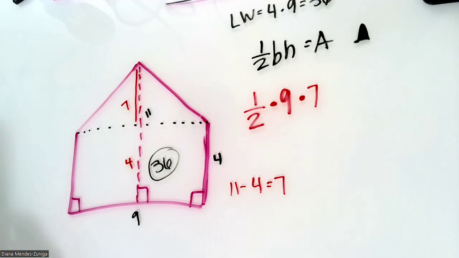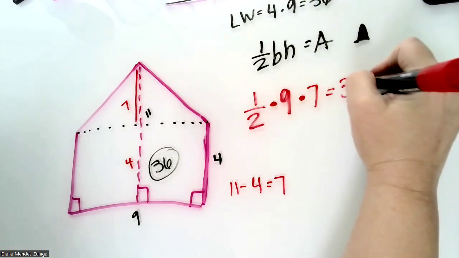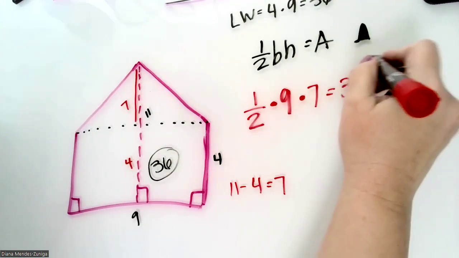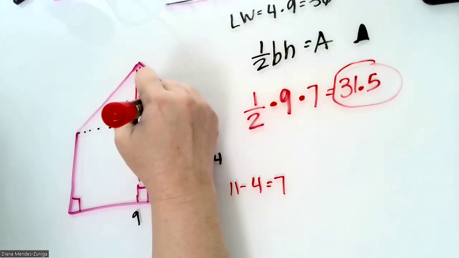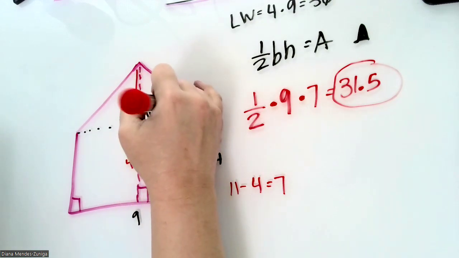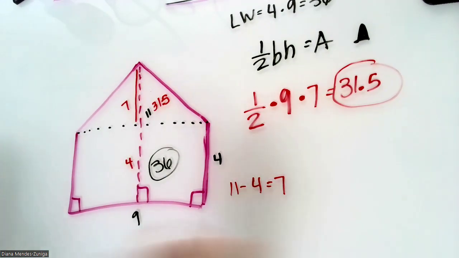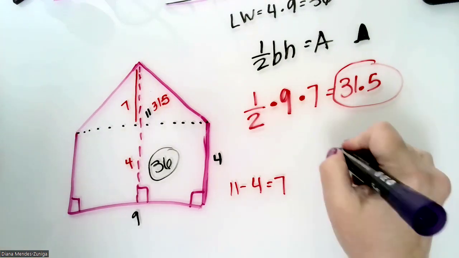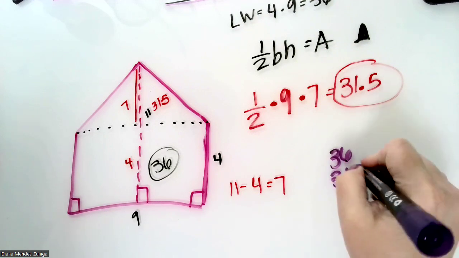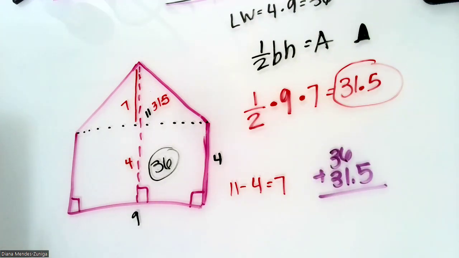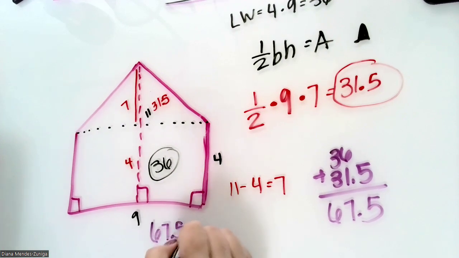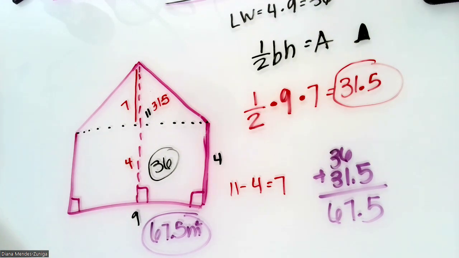And that gives us 31.5. Now we're not done, okay, because this is only the top part, 31.5. But we also need this bottom part here. So when we add these together, we have 36 plus our 31.5. And that on the calculator, 31.5 plus 36, is going to give us 67.5. So our area here is 67.5 meters squared. Okay, let's work on one more.